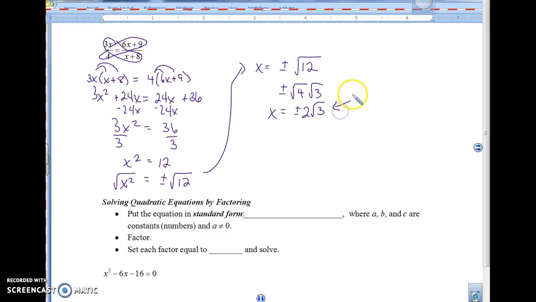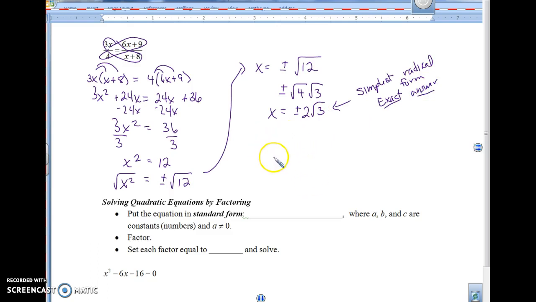This is actually called simplest radical form. The radical can't be broken down any farther. And that means that this is an exact answer. Now, the square root of 12 is also an exact answer, but it is not simplest radical form. When it's exact, you want to make sure that the square root stays in the answer.